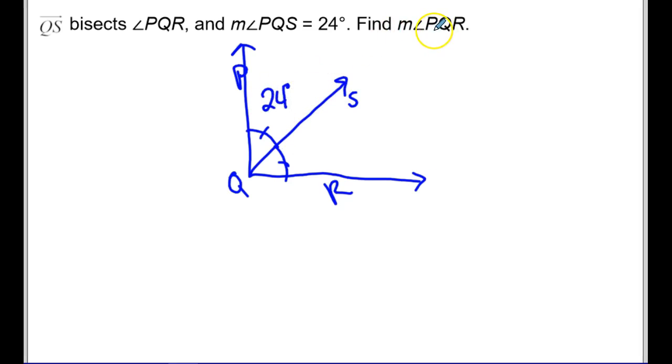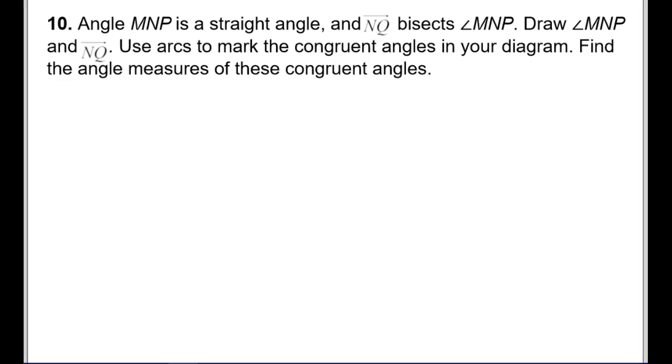Find the measure of angle PQR, so the measure of the entire thing. Since it's bisected, I know it's cut in half, so I also know that this other piece is 24 degrees. When I add 24 plus 24, I end up with the measure of angle PQR being 48 degrees. I just did that by adding the two pieces together. So here's another monitoring progress. Try it and see what you can do. Again, remember what we know about bisectors.